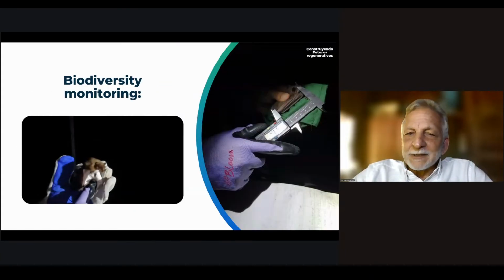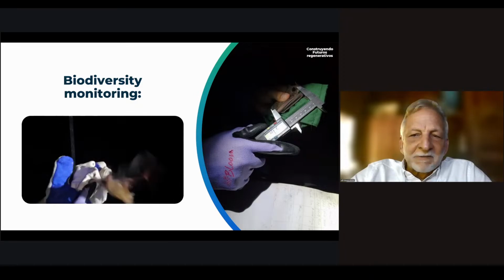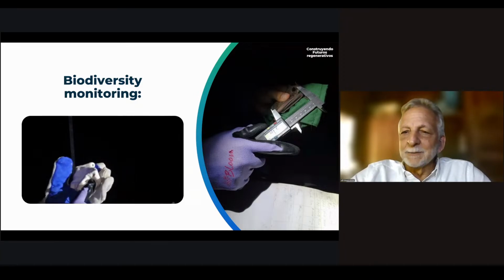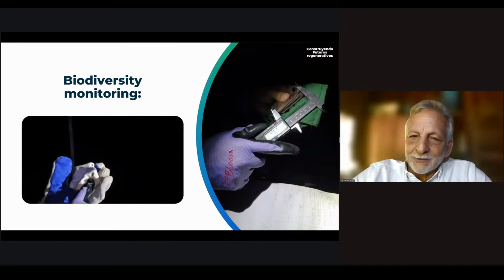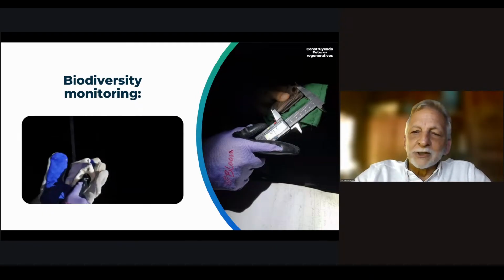We need to measure biodiversity. Bats are half the mammal species. They're vital for the ecosystem. People are killing them because they make noise in their houses, in the roofs. No, we need to measure and learn how to measure biodiversity. We've been working on biodiversity indexes.